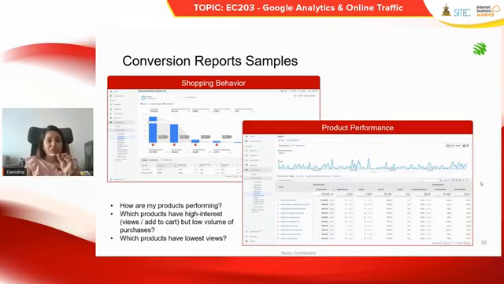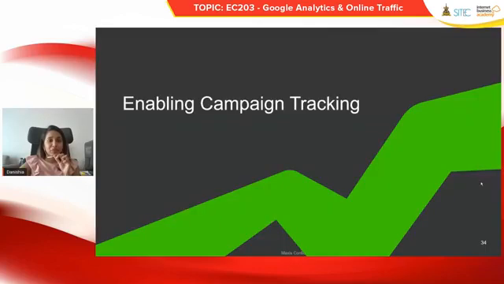Secondly, here's a product performance report. It shows you how your products are performing, which products may have a high interest, like a lot of views, or maybe a lot of people are adding to cart, but at the end, there's a low volume of purchases. And it can also show you which products have the lowest views. So maybe in this respect, there's a site navigation issue, so users are not really able to find those products. So these are the kind of insights you can get from the Google Analytics inbuilt reports.